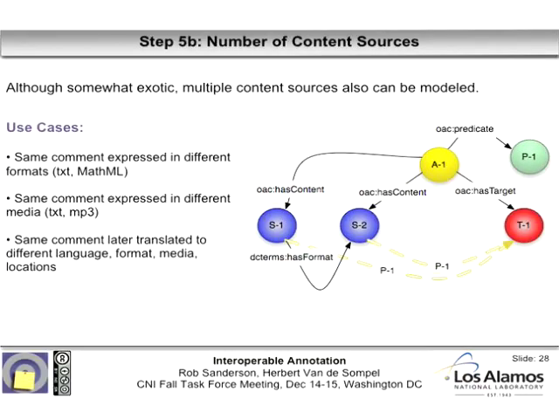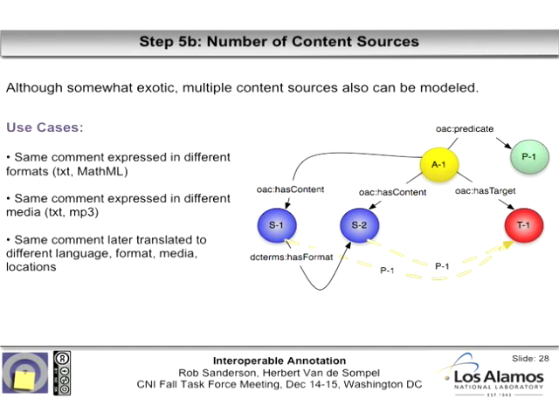So I hopefully haven't lost you. This is where it starts getting slightly more exotic, and one of the things that we're not sure about is whether this should be modeled in a different way. The number of content sources you could also multiply. Some use cases for that would be the same comment expressed in different formats. You might have something in text and then something in MathML or XML. The same comment is expressed in different media. So I write in my string and then I record it on my microphone, upload it somewhere, and all of a sudden I have an MP3 of exactly the same sentiment.